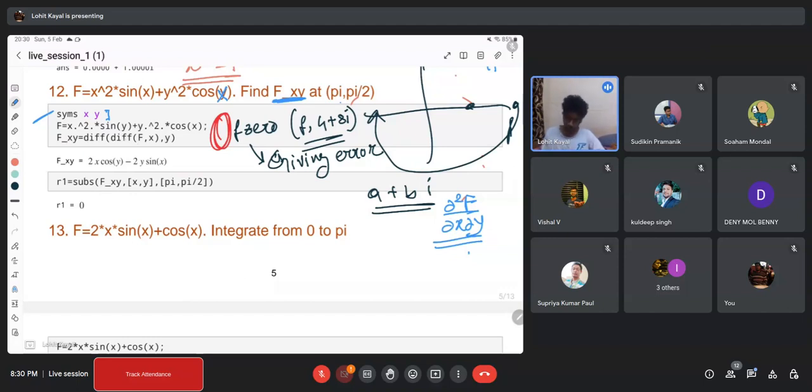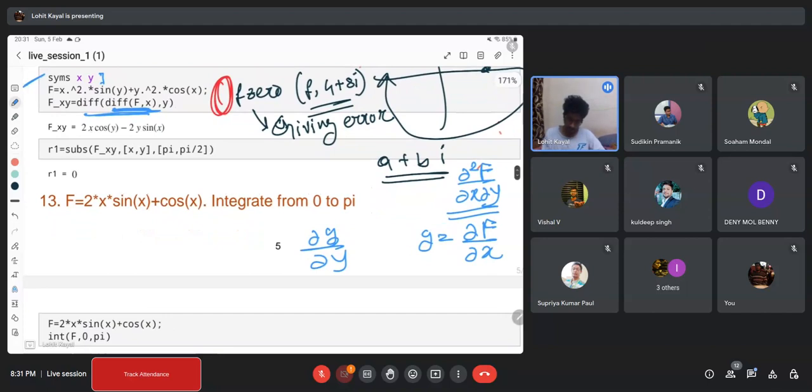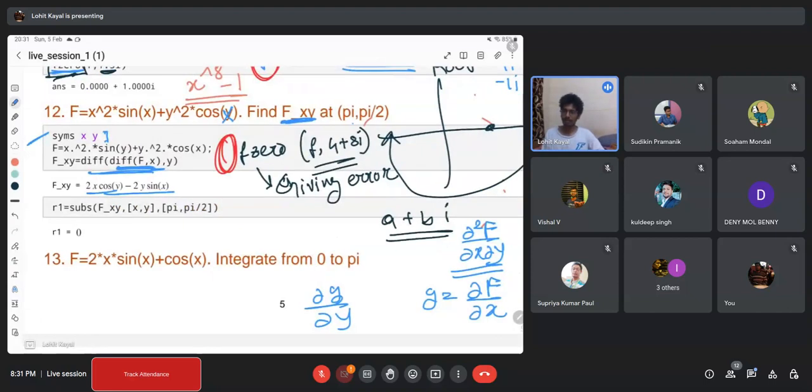So first there will be a differential with respect to x, that I have written as diff(f, x), and I am differentiating the whole thing with respect to y. Just to interpret, consider g equal to del f by del x, and then I am doing del g by del y. Suppose this diff f x is g, and I am doing diff g of y. And you will find the result fxy equal to 2x cos y minus 2y sin x. Now you have to find the value at pi and pi by 2.